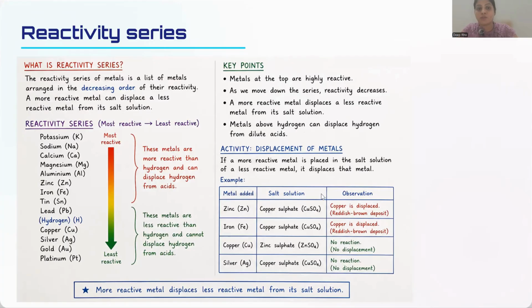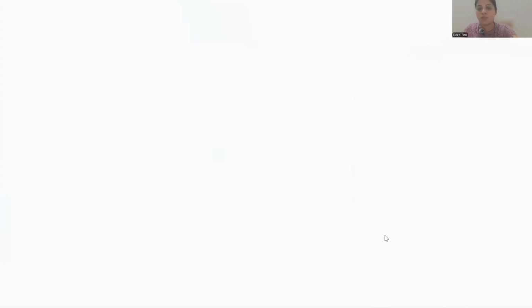So let's do more examples of displacement reaction. This is very important. First of all, we have to deeply understand this reactivity series. A more reactive metal displaces a less reactive metal from its salt solution. Let's do these types of reactions.